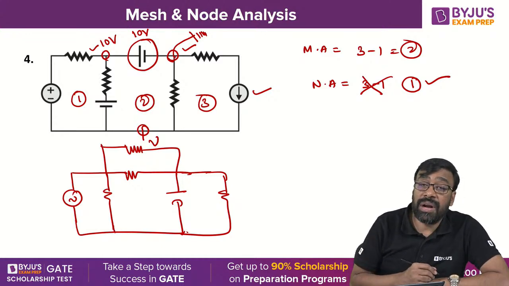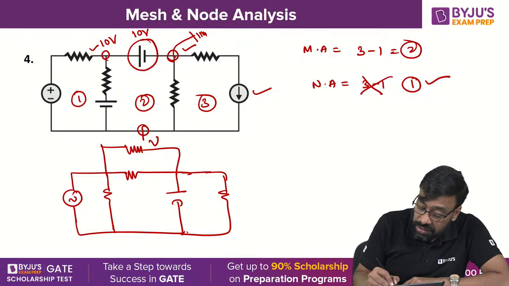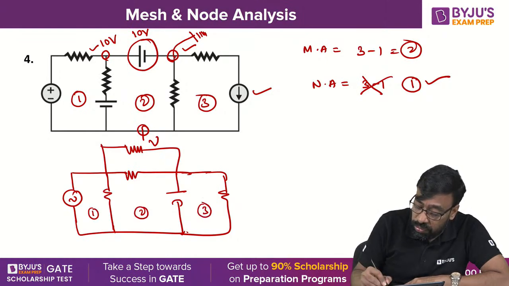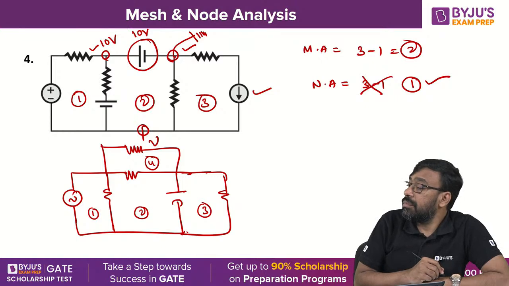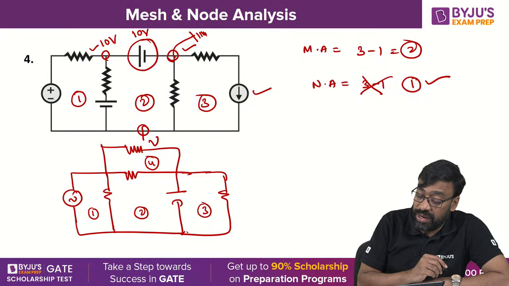What is the minimum number of equations required to analyze this particular network? Okay, this is the problem given. If you go for mesh analysis, you count 1, 2, 3, 4. So 4 equations are required using mesh analysis.